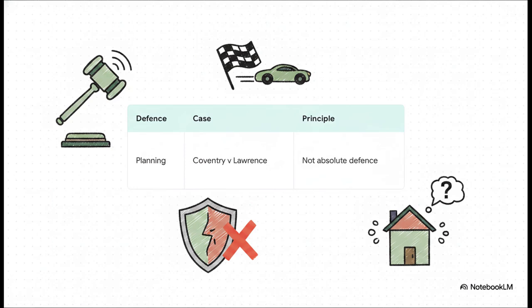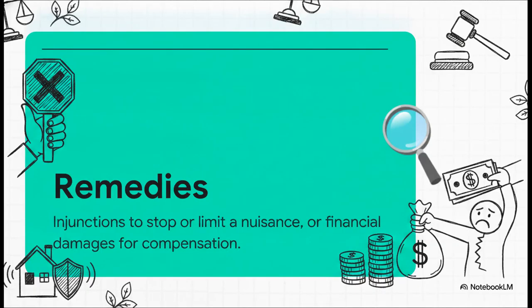The exact same logic applies to planning permission. The modern Supreme Court case of Coventry versus Lawrence showed us that getting planning permission for, say, a noisy speedway track doesn't just hand you a free pass to annoy the neighbors. Yes, planning permission might shift the overall character of an area, but it is not an absolute bulletproof shield against a civil nuisance claim.